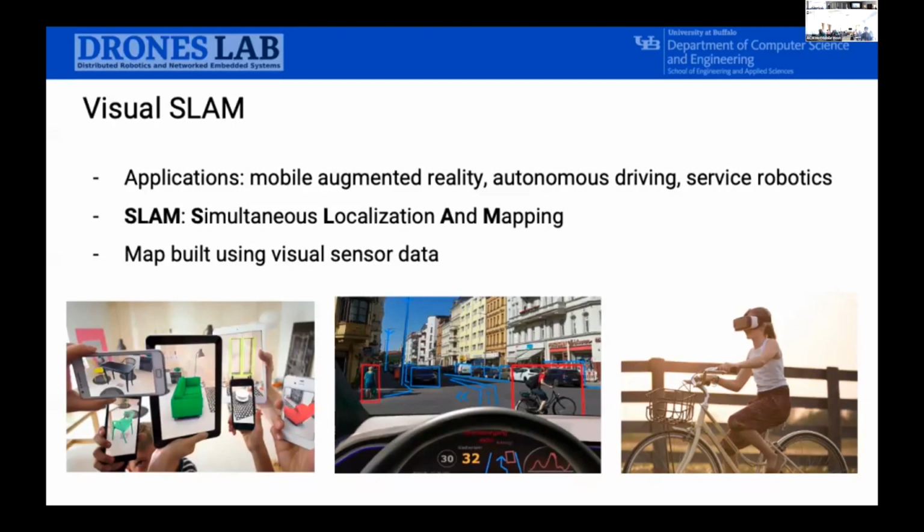These applications require building a 3D map of an environment as a robot traverses through that environment. SLAM systems help build that map by simultaneously localizing the robot as it traverses through the environment and building a map. For visual SLAM systems, this map is built using visual sensor data, so RGBD, monocular, or stereo camera frames.